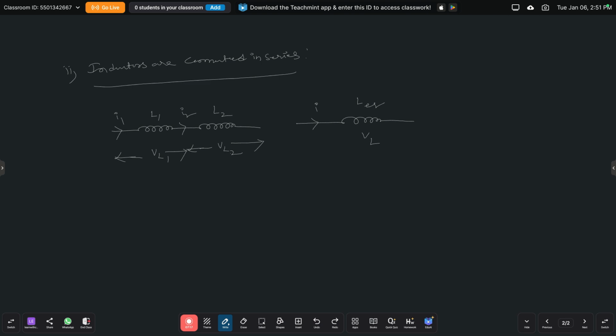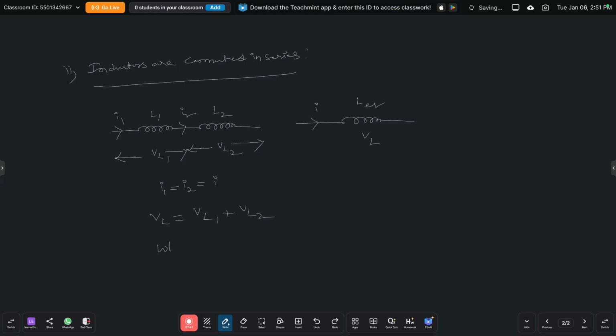So these two inductors are connected in series. Already we discussed that in series there will always be the same current. That means here I1 is equal to I2, that is equal to current I, but there are different voltages. So VL is equal to VL1 plus VL2. So we just substitute the values of VL1, VL2 and VL.